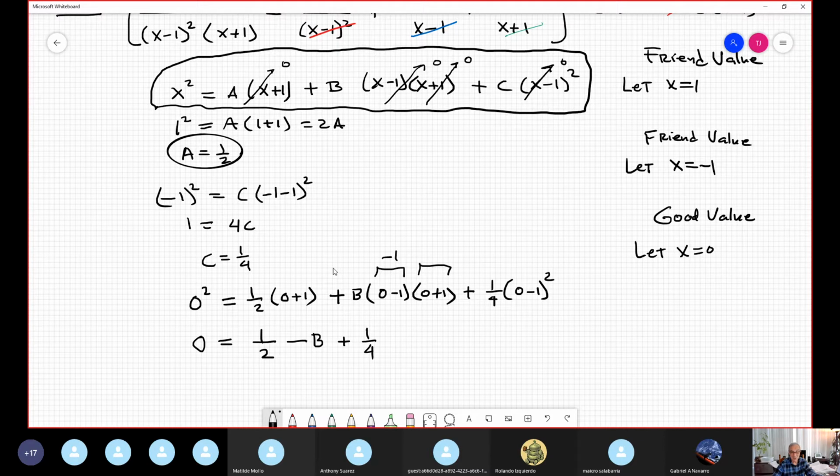I move B to the left. B positive is 1 half plus 1 over 4. Its common denominator is 4. This is 2 plus 1 is 3/4. Okay, so B is 3/4.